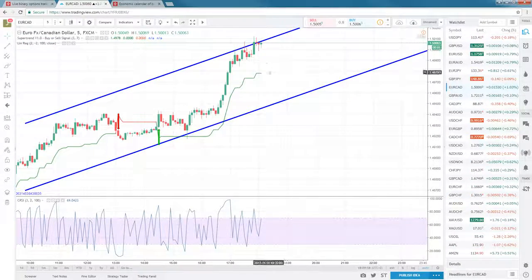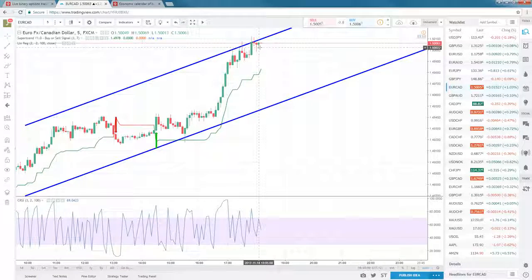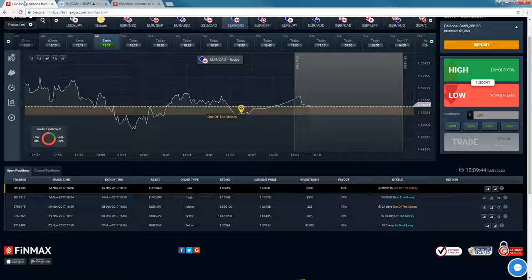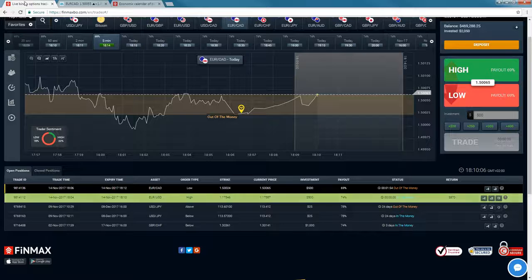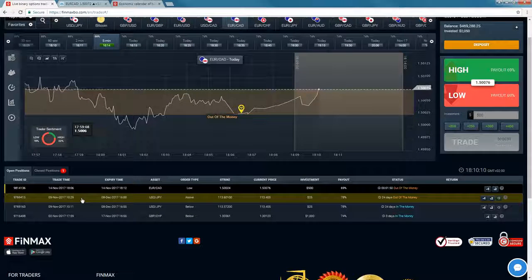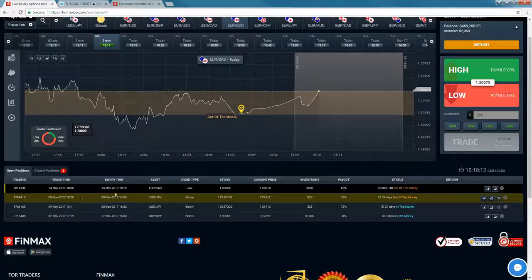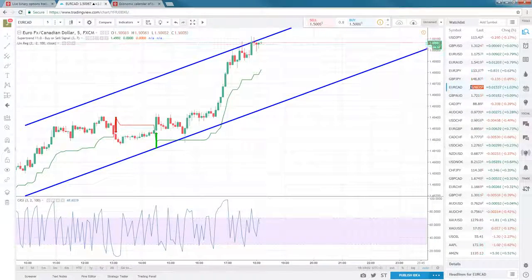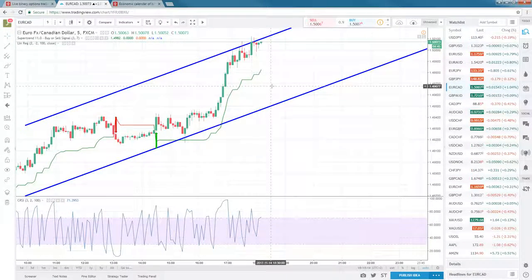Yeah, we started to trade on going low. Now our trade should go in the money. We can see that euro US dollar finished in the money, so we won the trade. Let's see what happens with the euro Canadian.